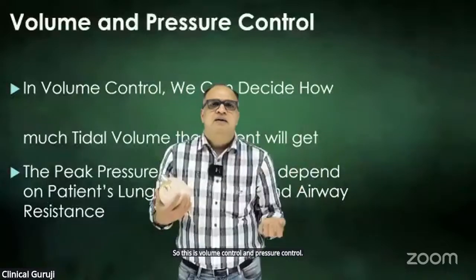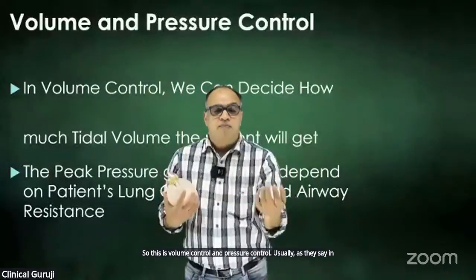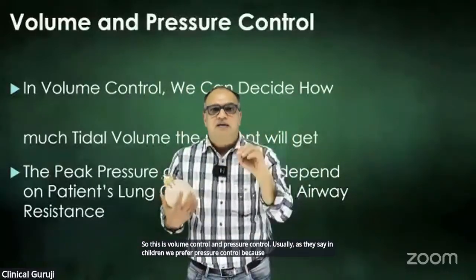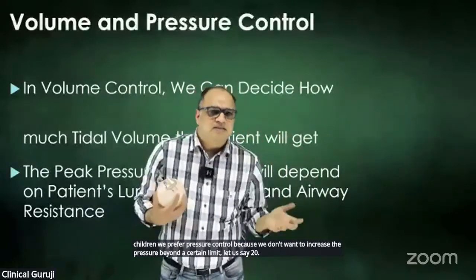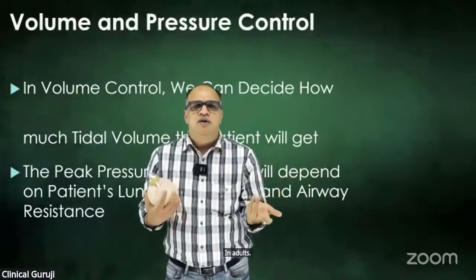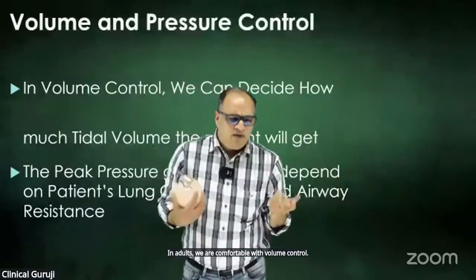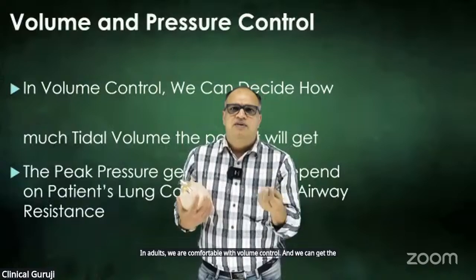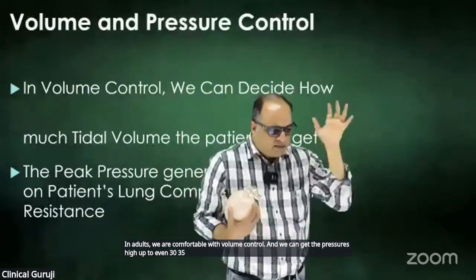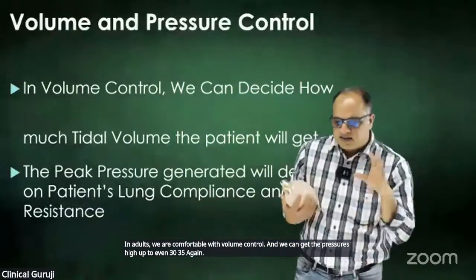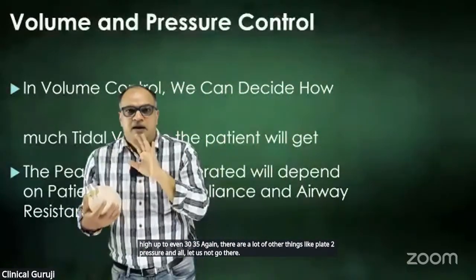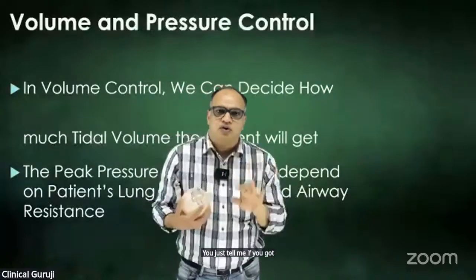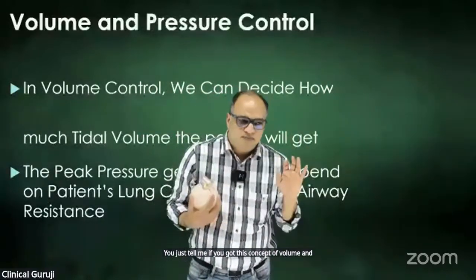Usually, as they say, in children we prefer pressure control because we don't want to increase the pressure beyond a certain limit, let's say 20. In adults, we are comfortable with volume control and we can get the pressures high up to even 30, 35. Again, there are a lot of other things like plateau pressure and all. Let's not go there. You just tell me if you got this concept of volume and pressure control.